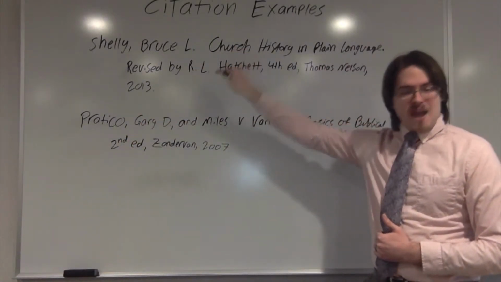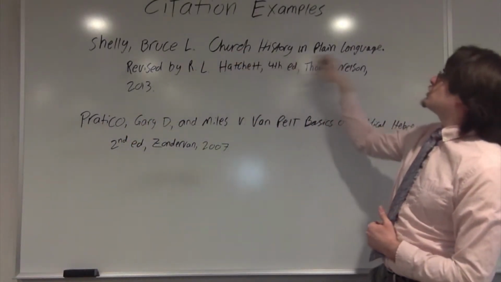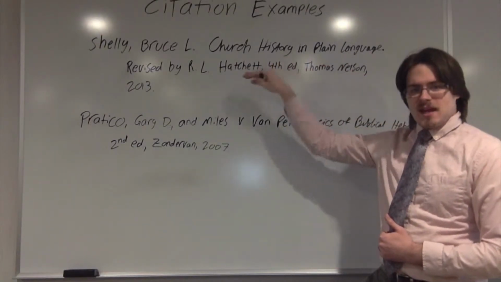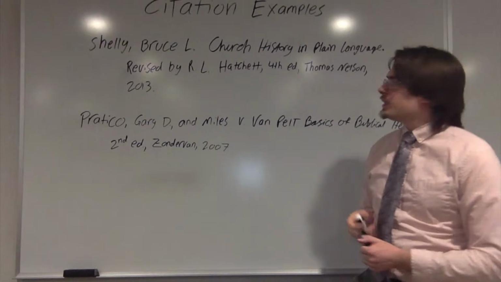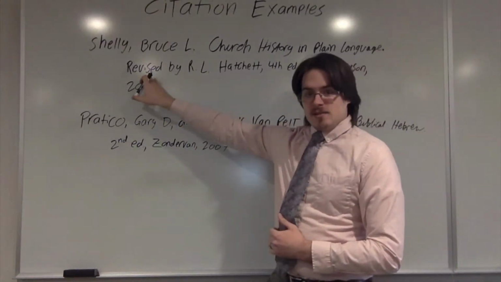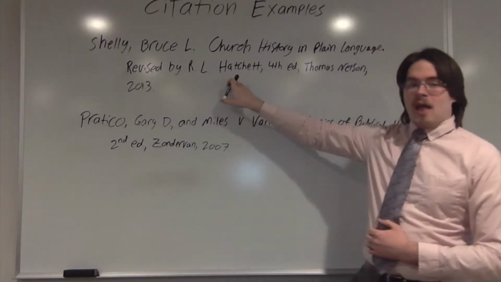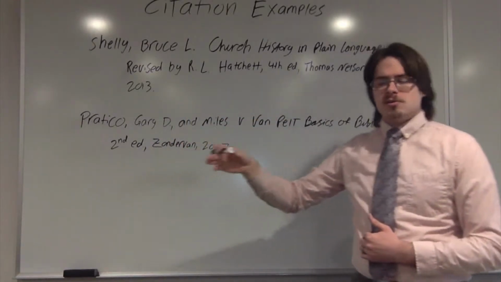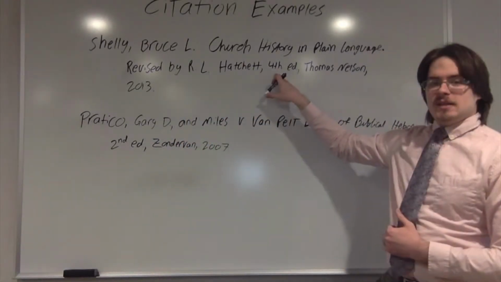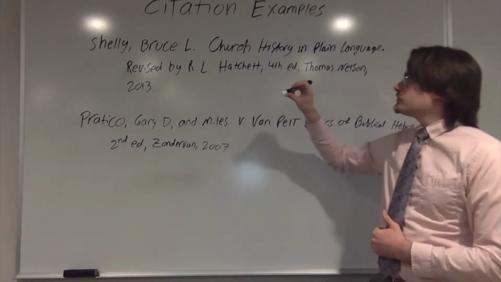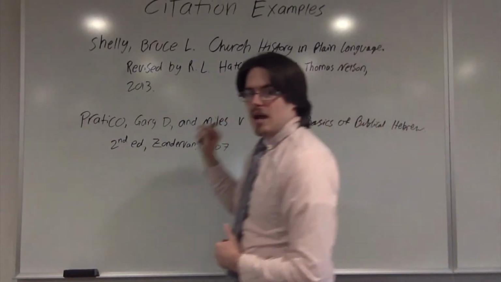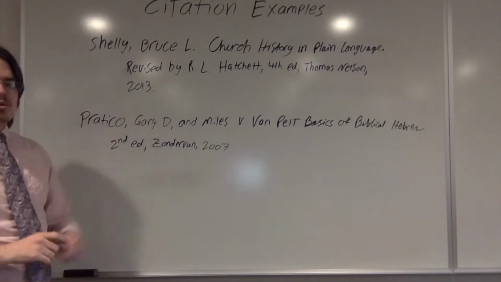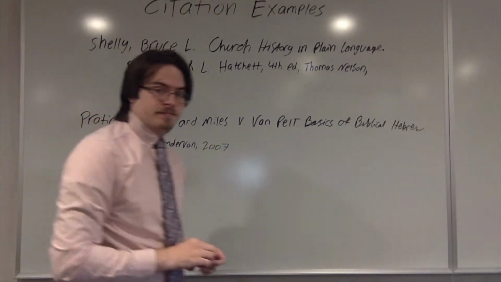Followed, of course, by the title of the work, Church History in Plain Language. Note, it should be italicized. We'll go into details later on. Revised by R.L. Hatchett. So this would be one of the other contributors. The edition or version is 4th edition. Thomas Nelson is the publisher, and the publication date is 2013.